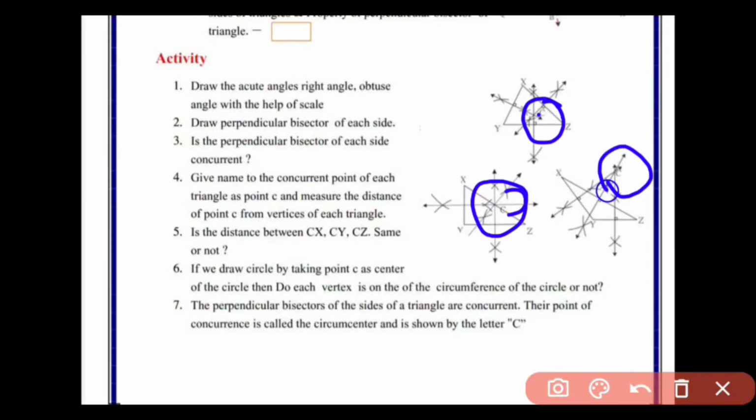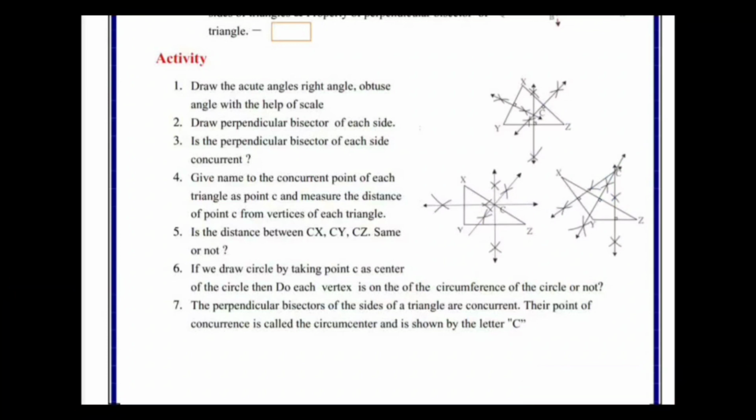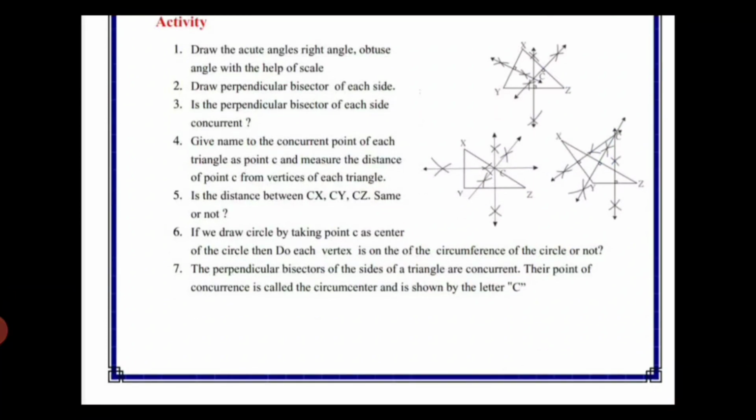So these are the properties related to acute angle triangle, obtuse angle triangle and right angle triangle about the intersection of perpendicular bisectors. The point of intersection of perpendicular bisectors is known as the circumcenter, and it is denoted by small c. So what you all will be writing in your activity sheet, I will be showing you.